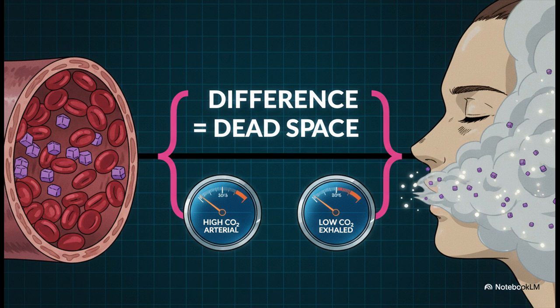Basically, doctors compare the amount of carbon dioxide in your blood with the average amount of CO2 you're breathing out. See, if you have a lot of dead space, you're breathing out a lot of fresh air that never got a chance to pick up any CO2. That fresh air dilutes the CO2 coming from the working parts of your lungs. So the bottom line is, the bigger the gap between the CO2 in your blood and the CO2 you exhale, the more dead space you have.